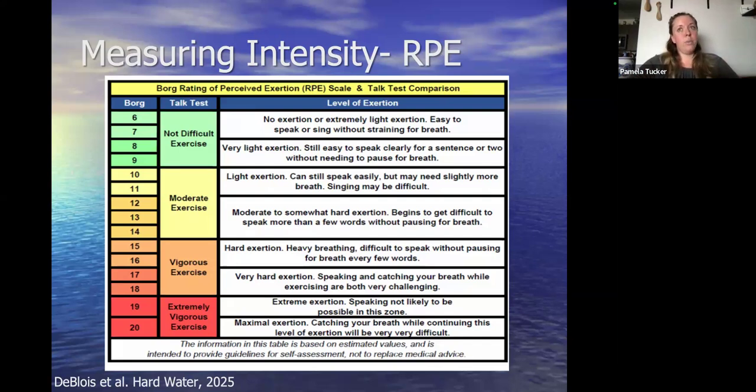Related to that, in the water, a test that I've used is a talk test, which translates pretty well to the Borg, and I would encourage you to consider using, especially since we expect your heart rate to be a little different than how it'd be if you were doing land-based exercise. And the talk test is like it sounds, where you're doing some talking with me, and I'm using that as a gauge of how you're performing the exercise, how intense it is.